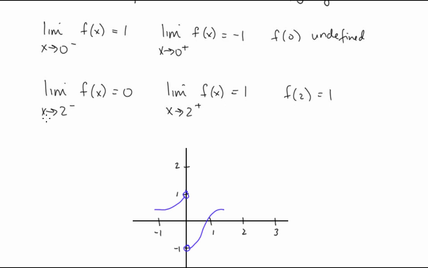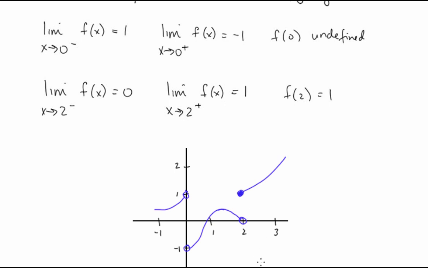The limit as x goes to 2 from the left of f of x is equal to 0. As x goes to 2 from the left, the function values go to 0. All right, there we go. As x goes to 2 from the right, the function values approach 1. So maybe it looks like that. And f of 2 is equal to 1. That means I should close in this circle.